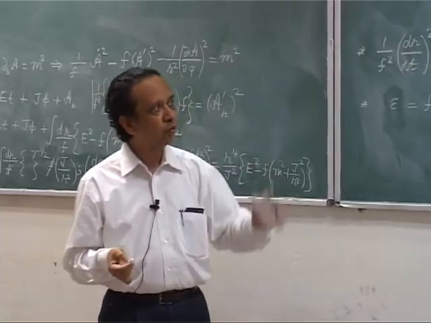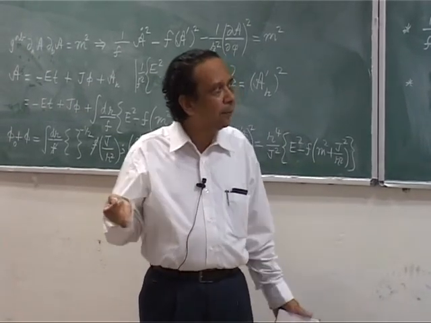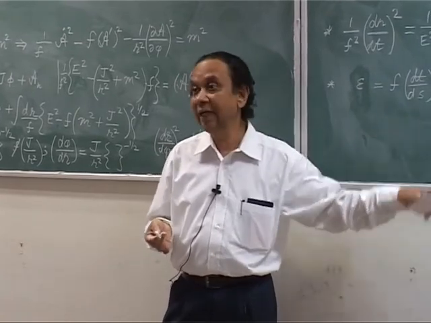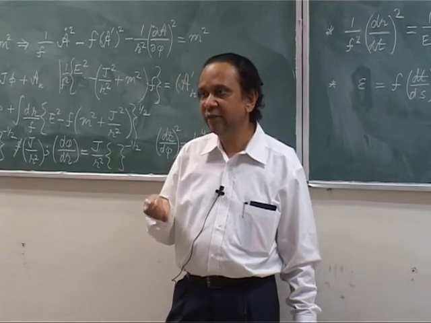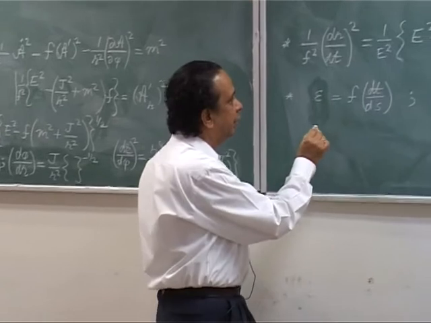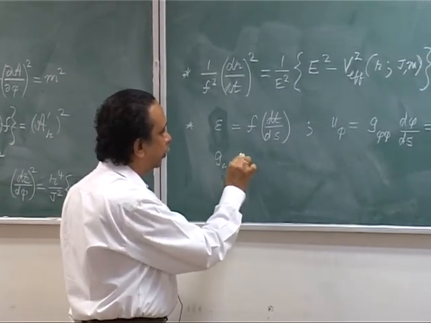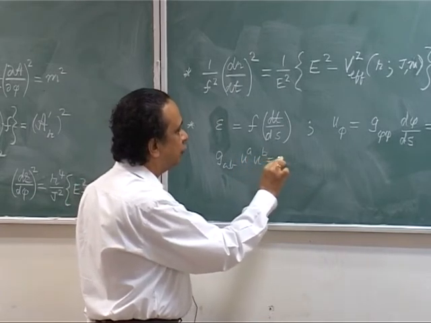So you have two conserved quantities. Now, you have three momenta, or velocities, to worry about: dt by ds, d phi by ds and dr by ds. So you need one more, which is given in terms of E square is equal to P square plus M square. In this particular case, what you need is the equation G_AB U^A U^B is equal to M square.